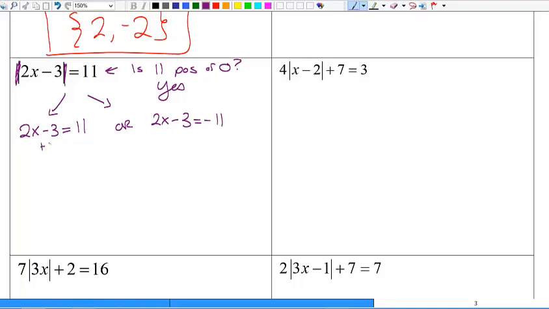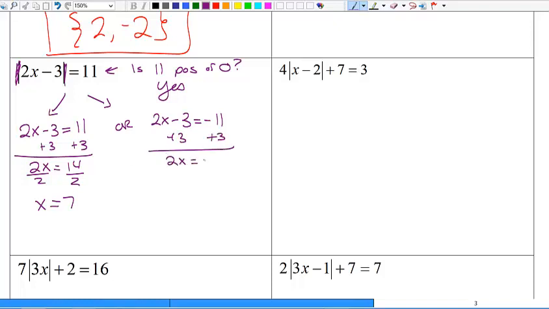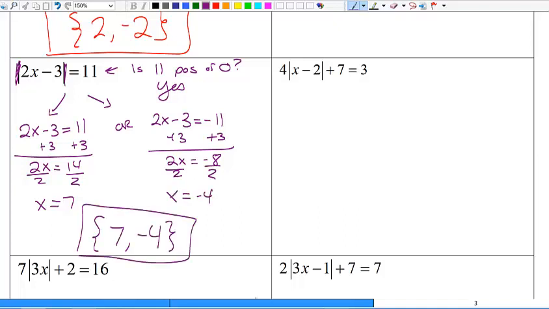At this point, I'm going to have to solve each of the equations independently. So I have x is equal to 7, or x is equal to negative 4. So those answers will go inside the braces.